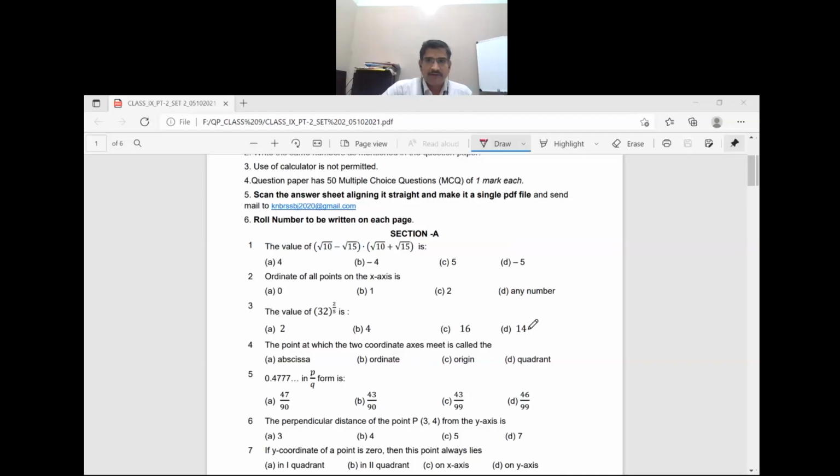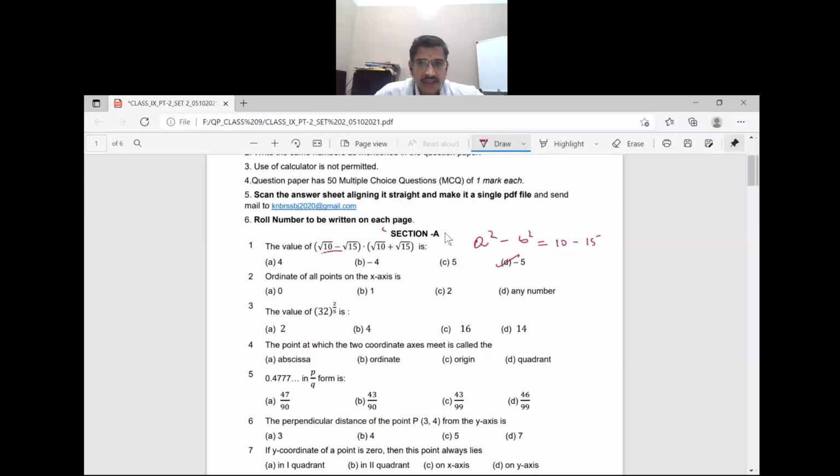Coming down to the first one: root 10 minus root 15 into root 10 plus root 15. It is in the A plus B into A minus B form. You know, we will be using first chapter knowledge to solve this. It is A square minus B square: root 10 whole square is 10, minus root 15 whole square is 15. 10 minus 15 is minus 5, which is the right answer. D is the right answer.